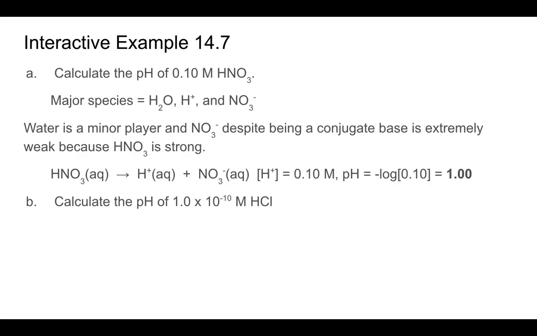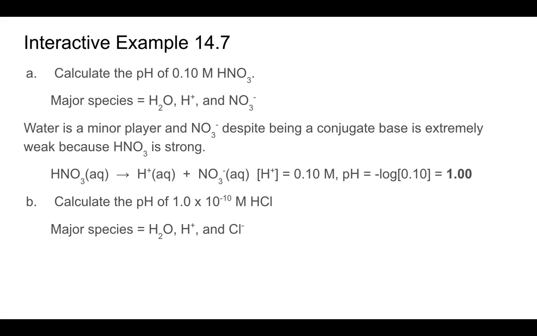So HNO3 makes H+ and NO3-. The molarity of the HNO3 is the molarity of H+, since it's a 1-to-1 ratio. So H+'s molarity is 0.10 molar. pH is going to be the negative log of that, which is 1.00. So 0.1 molar HNO3 has a pH of 1.00. Now let's try to find the pH of the second half of the problem, which is 1 times 10 to the minus 10 molar HCl.